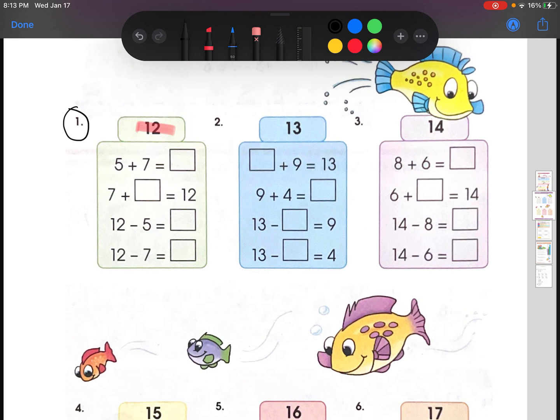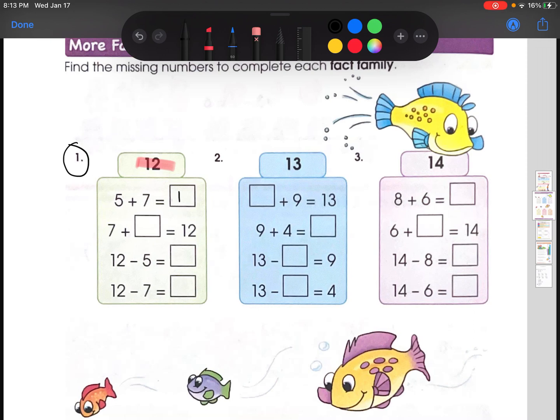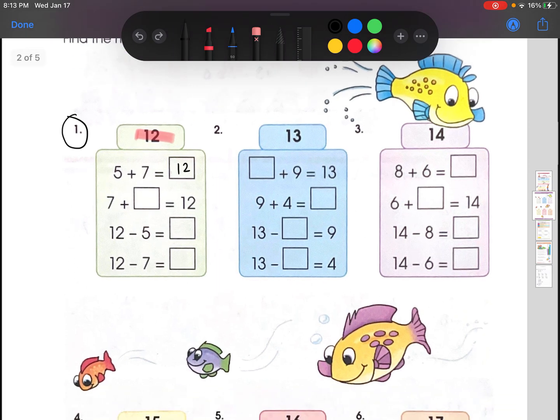So we're going to do the first box. 5 plus 7 is equal to, if you don't know how to do this, you can do the counting method, but I'm just going to write the answer. It's 12. This is also pretty obvious because it is the fact family of 12. Basically, it's just these 3 numbers used. So 7 plus blank is 12. If 5 plus 7 is 12, then 7 plus 5 is also 12. This is, I think, the commutative property.